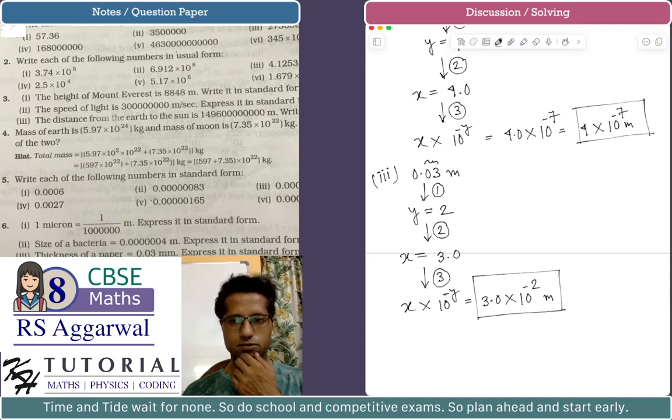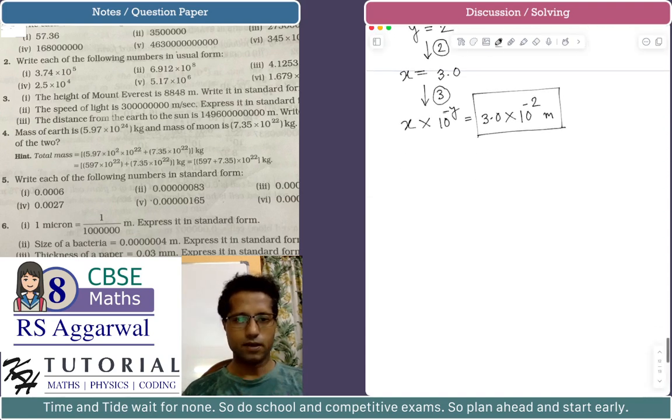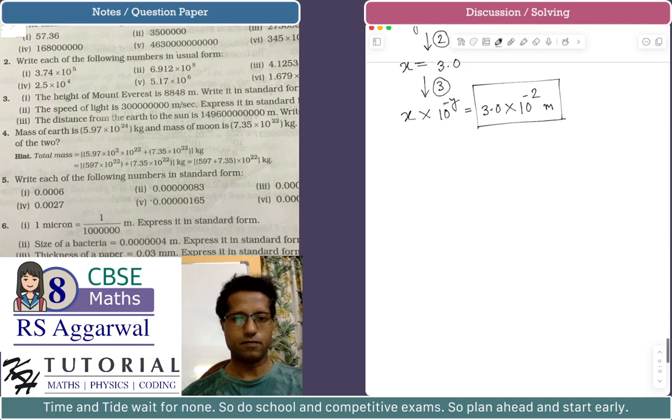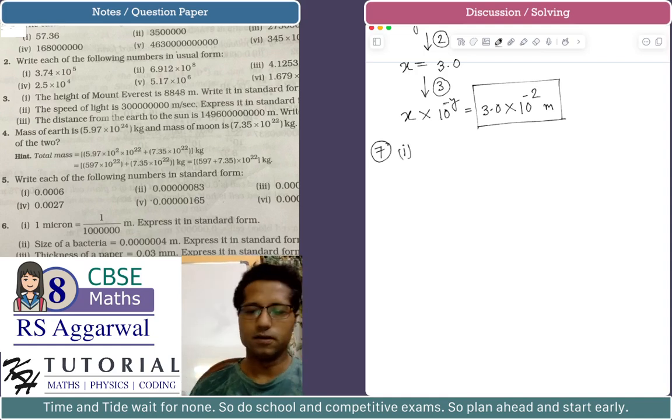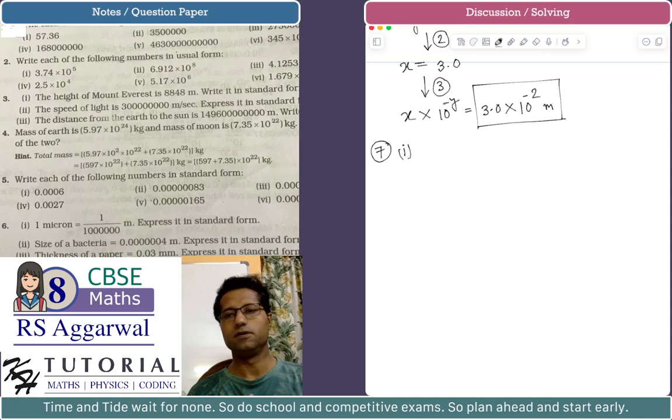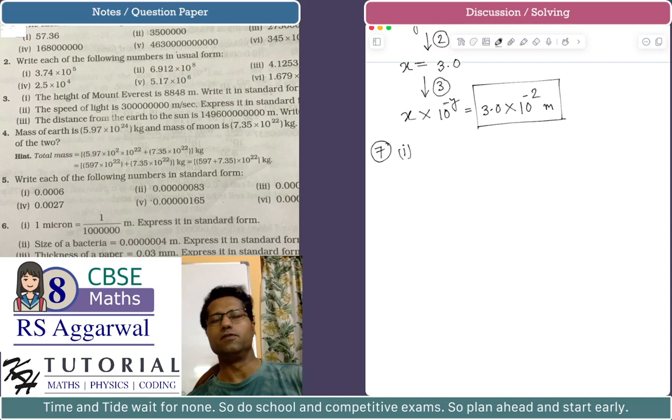That was question number 6. Let's do the final problem, and the final problem also has 6 parts. Problem number 7: write each of the following numbers in usual form. Now this problem, writing a given number from standard form to usual form, is basically the concept of applying the multiplication of decimal numbers, how well you know how to multiply a given decimal number with powers of 10.